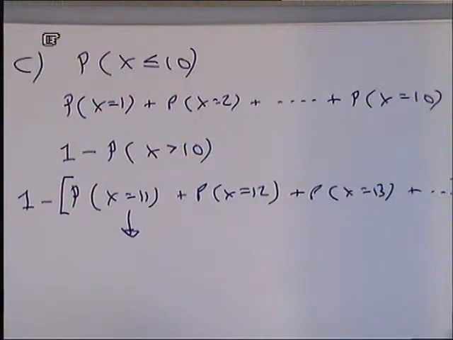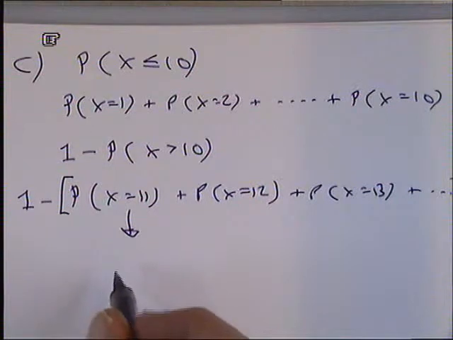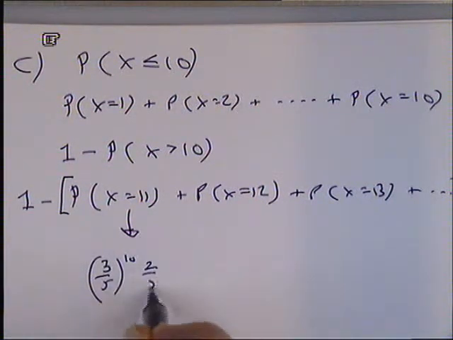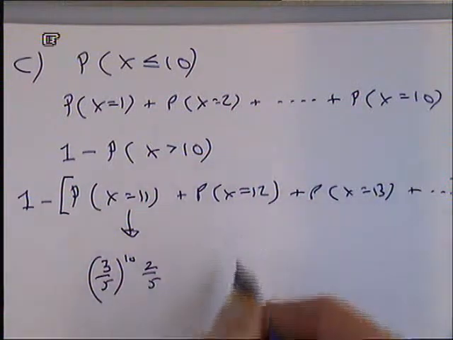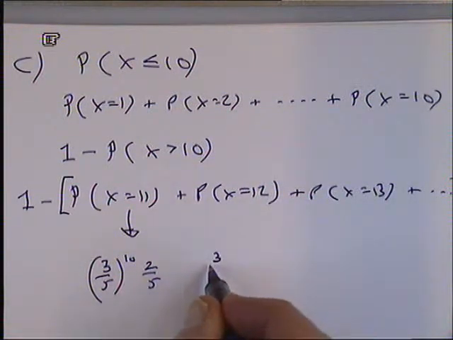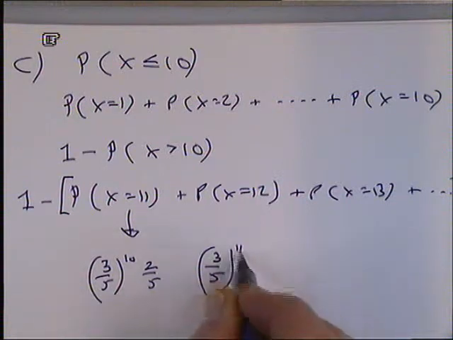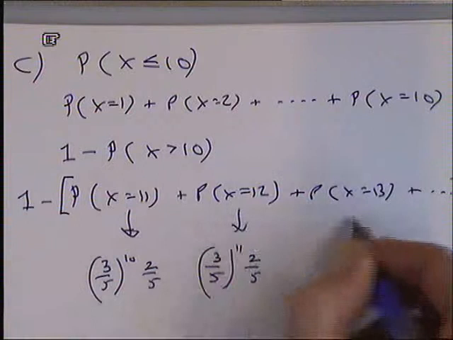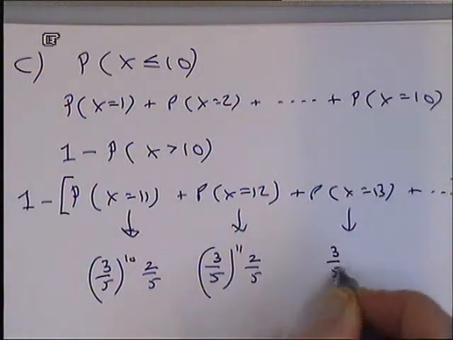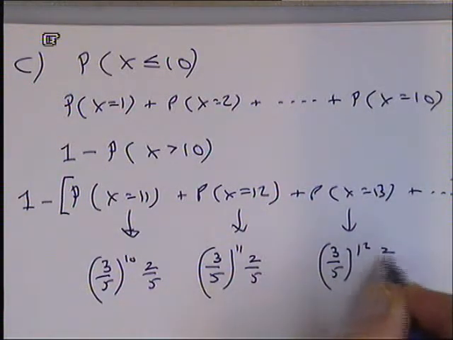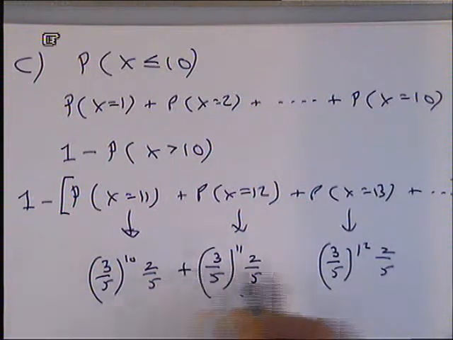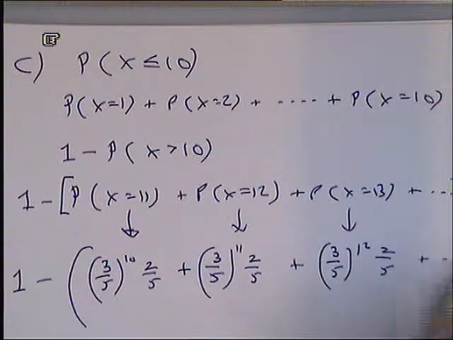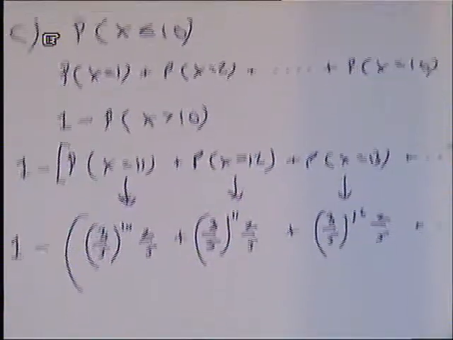X is 11. What's the probability of that? Well, it means we fail 10 times, and then we have our success. X is 12 means we would fail 11 times, and then have our success. X is 13 is we would fail 12 times, and then have our success. And we will be adding all of those up. I've still got this 1 minus that's going on here as well.